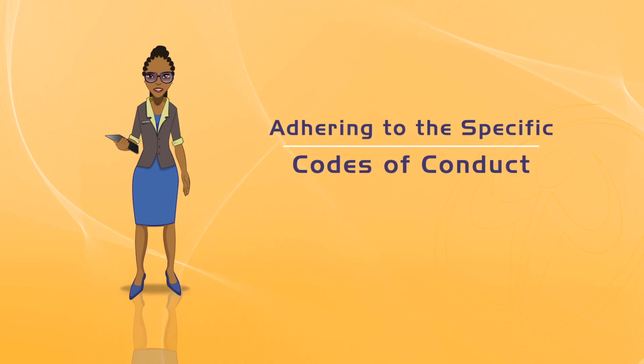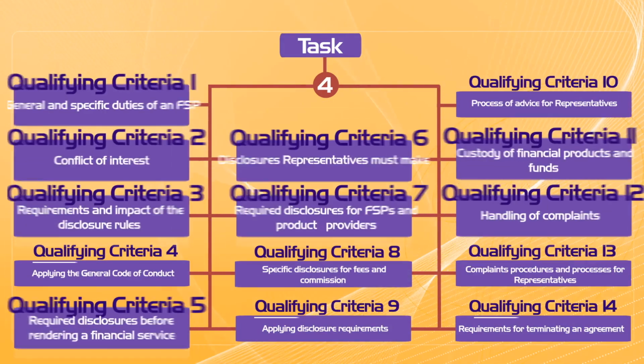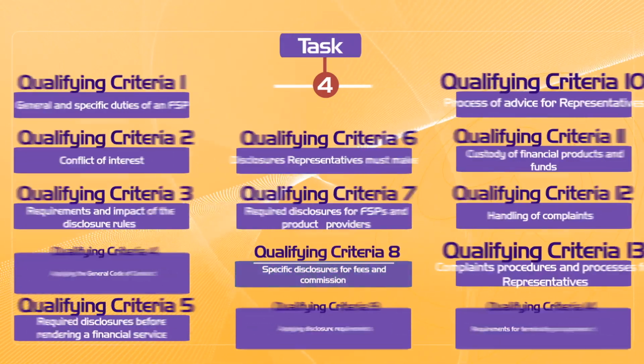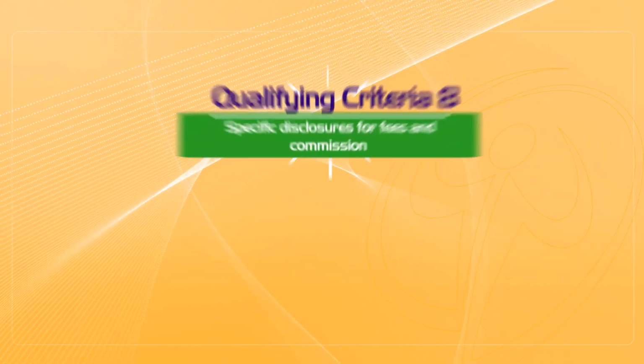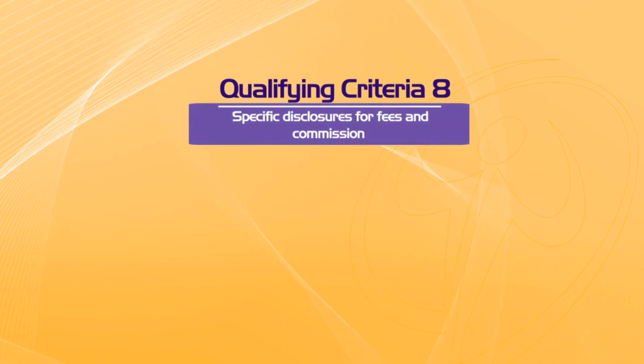Task 4 talks about adhering to the specific codes of conduct. Task 4 has 14 qualifying criteria. Let's look at Task 4, Qualifying Criteria 8. Explain the specific disclosure requirements regarding fees and commission.